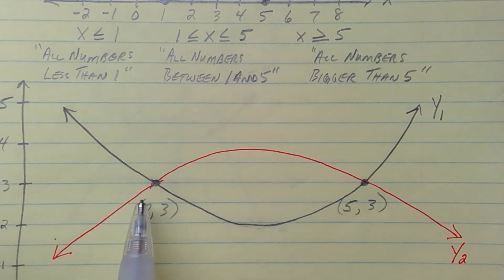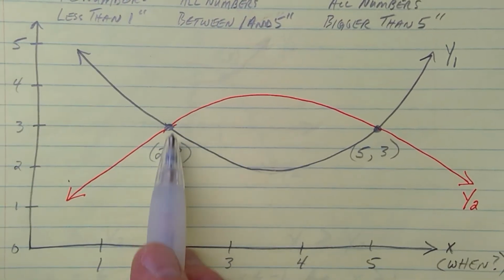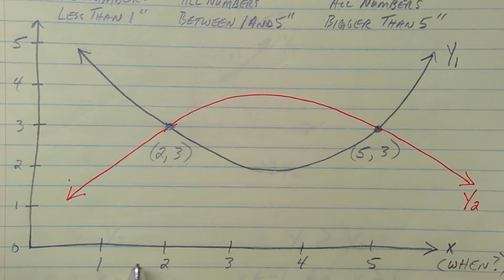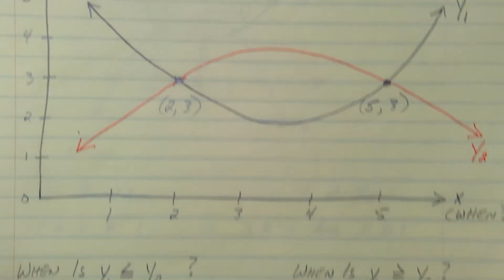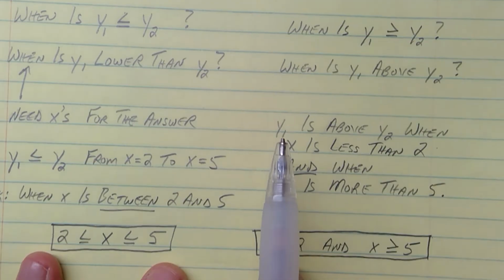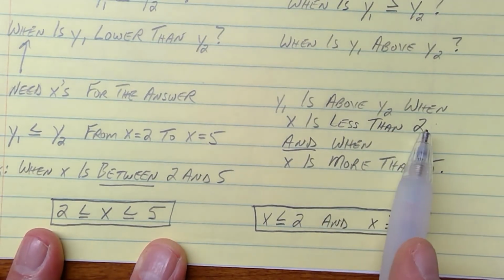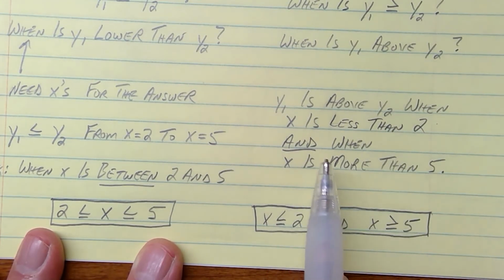So I have to describe that using the x numbers. I have to say, well, for any number less than 2, x is less than or equal to 2, and for any number bigger than 5, when x is greater than or equal to 5. So I have two answers for that question. Anytime x is less than 2, that's my first answer. And anytime x is more than 5, that's my second answer. I'm just going to connect them with and.